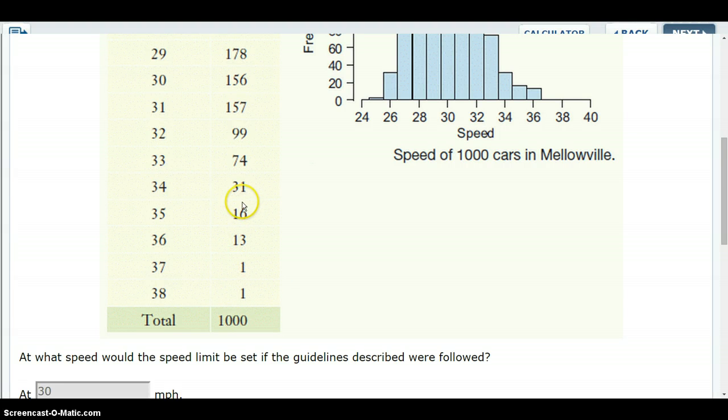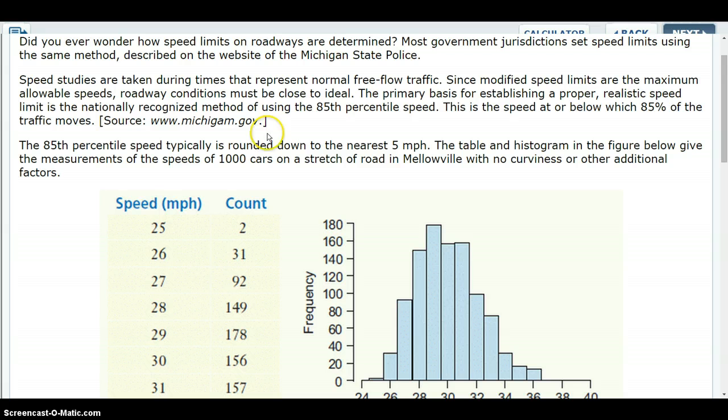We have 15, roughly 30, roughly 60 so far, roughly 130. What I'm doing is I'm adding these totals because I want to see where we are getting the cutoff of 150 people. And so this was 130-ish up to here. We're going to hit that 150 mark somewhere in this 32 mile an hour. So we could say that 32 miles an hour is the 85th percentile speed.